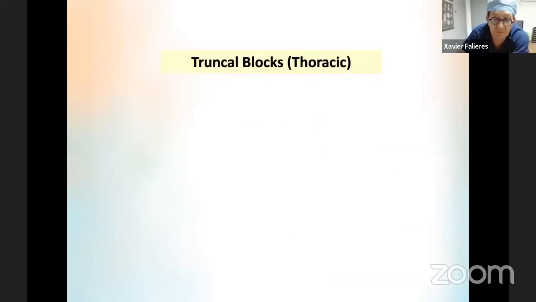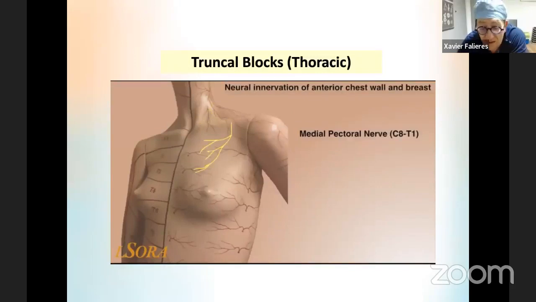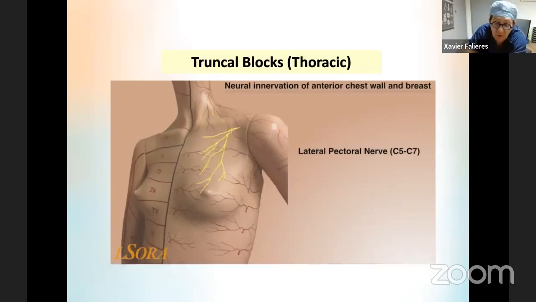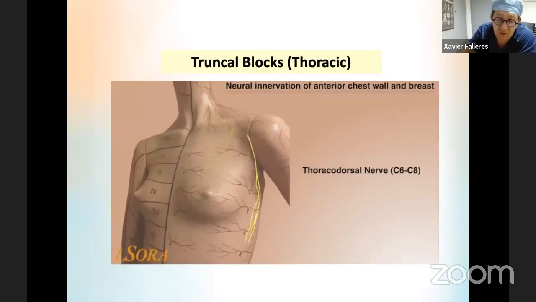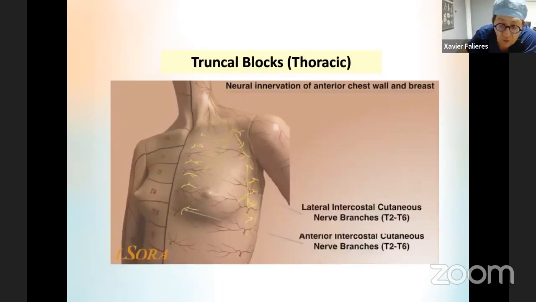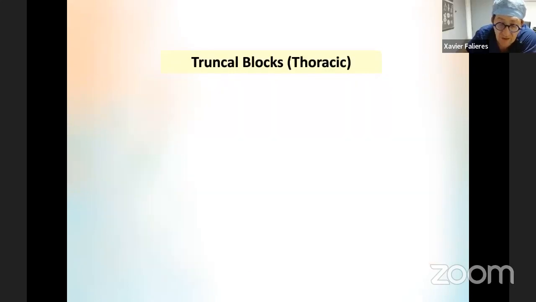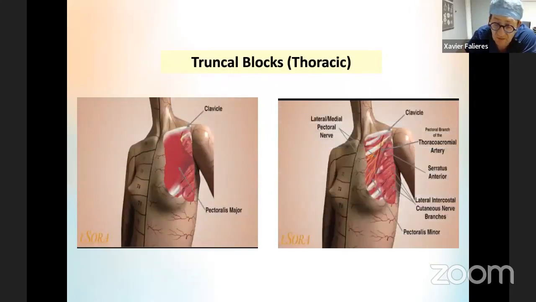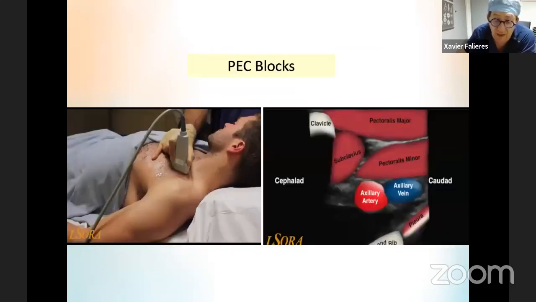So here you can see that the thoracic innervation is very, very complex. You have a lot of different nerves innervating all the thorax. Here you see all the details of the muscles. And I would say the most important blocks are the pec blocks, so the pecs 1, the pecs 2, which can be combined in one injection.